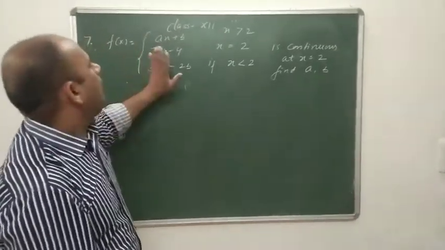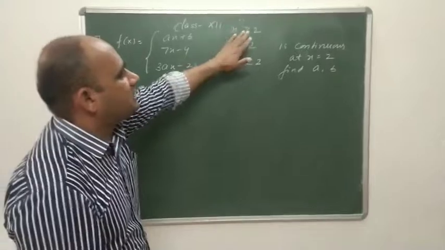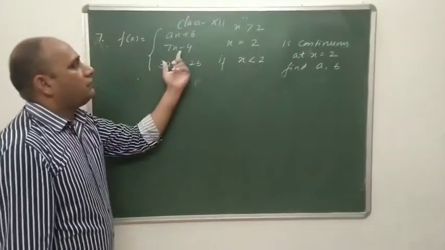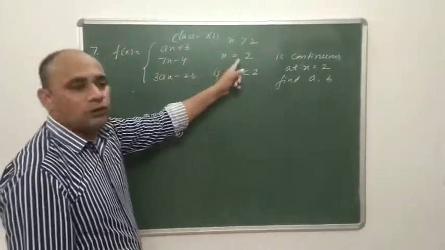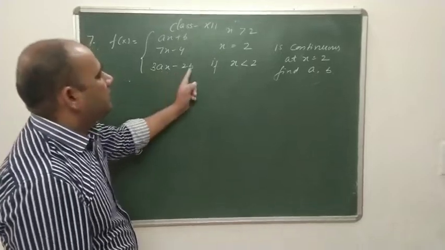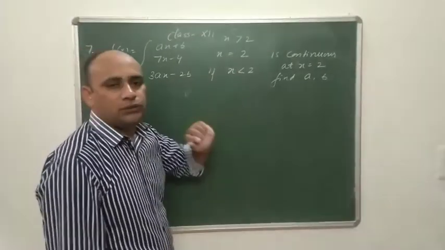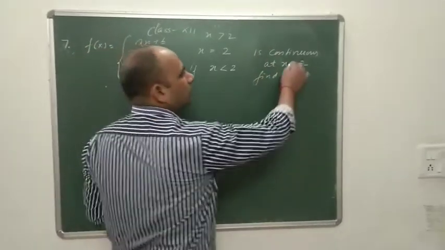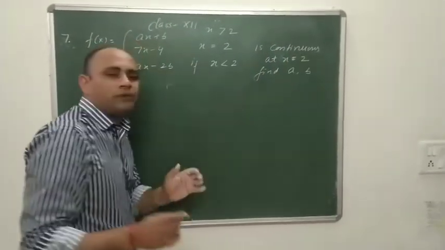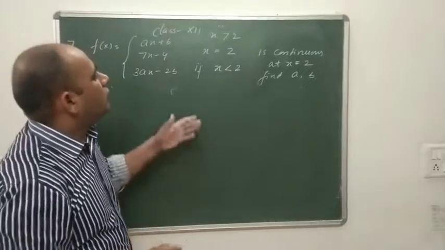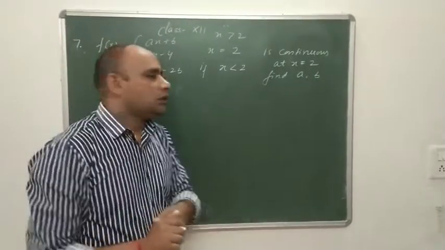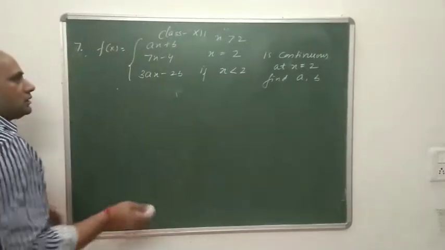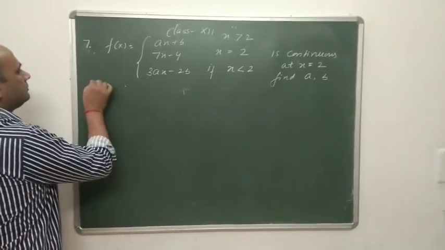If a function has ax plus b when x is greater than 2, 7x minus 4 when x is equal to 2, 3x minus 2b if x is less than 2, and is continuous at x is equal to 2, then find the value of a and b. Now we have the function is continuous. So we will start by using the same method, left hand limit.